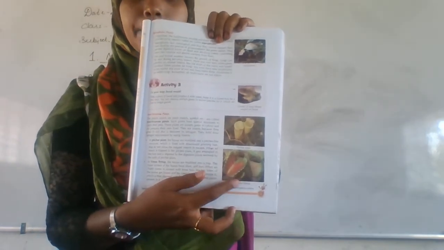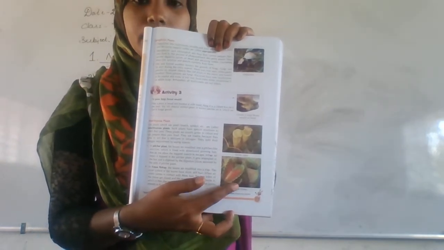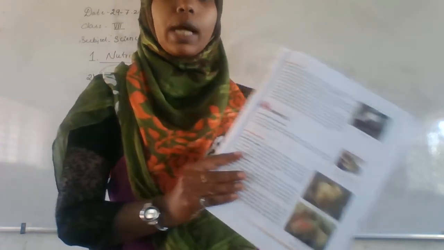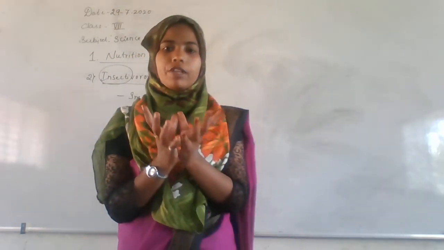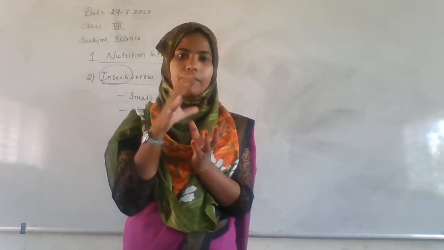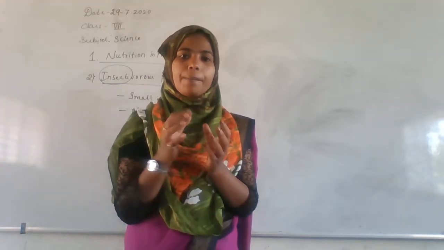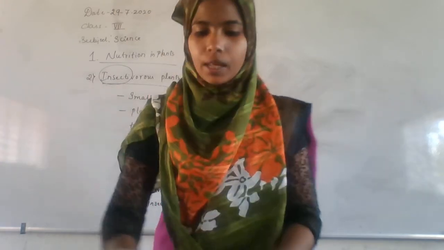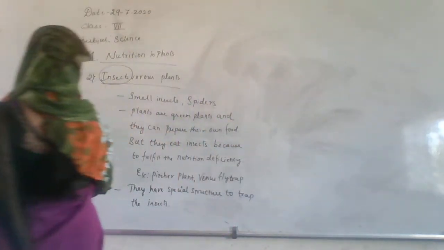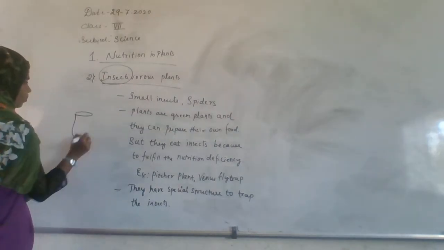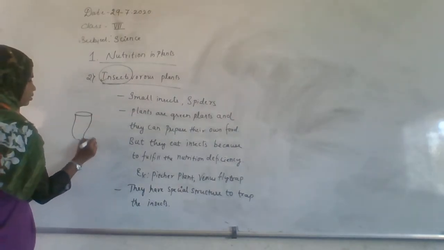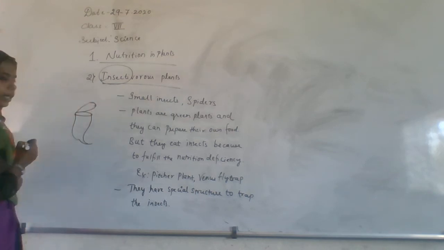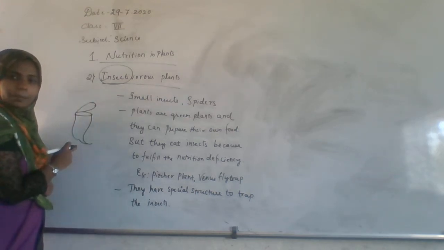And these are the examples for the insectivorous plants. Here you can see in the picture, it is like a flower vase. They are having the structure of a pitcher, like a vase, open. First what they will be having, they are having like this. Okay, and here they are having like this. It is a pitcher plant.